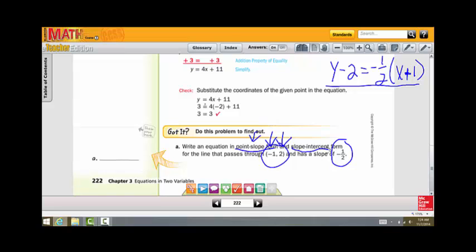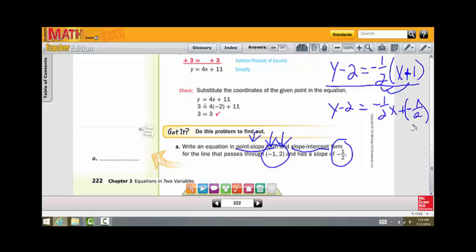The next thing we need to do is change that to the slope-intercept form. So the first thing we want to do is distribute this and this. So we're going to have y minus 2 equals negative 1/2 x plus a negative in this case, so don't forget that. Negative 1/2 times 1 is obviously negative 1/2, the identity property of multiplication.